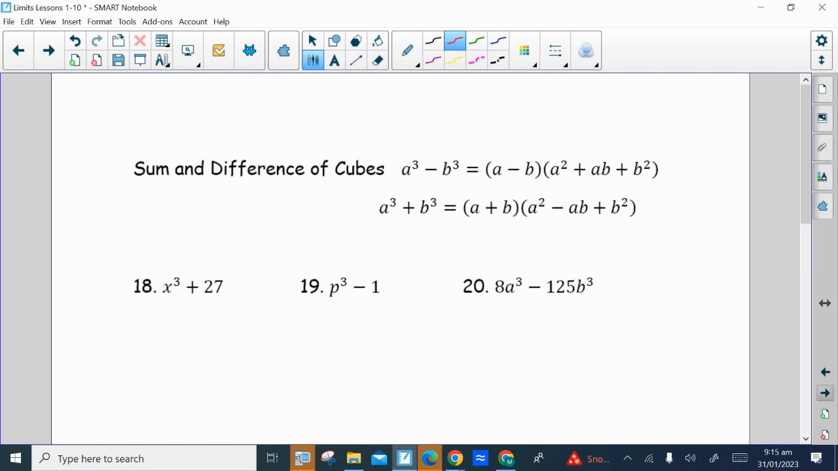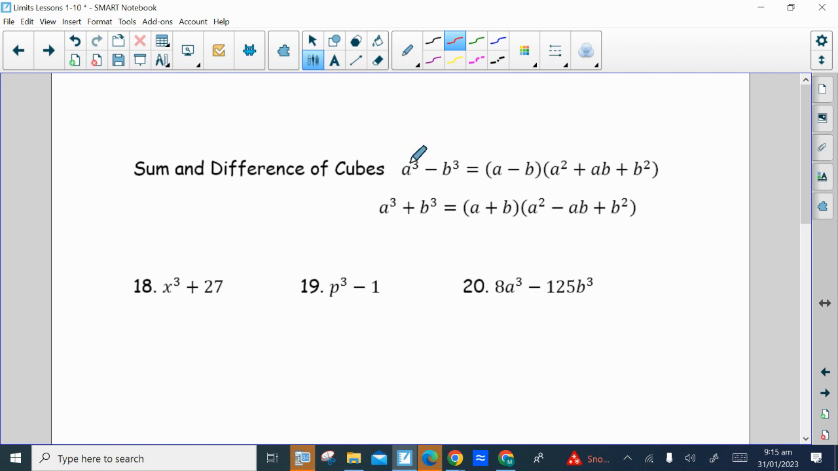Something new, you can factor sum and difference of cubes. You can only factor difference of squares, not sum of squares, but for sum and difference of cubes, you can factor them both. And what you have to do is remember the pattern. So here's the pattern. The initial step is the same no matter whether it's sum or difference. What changes is the sign pattern.